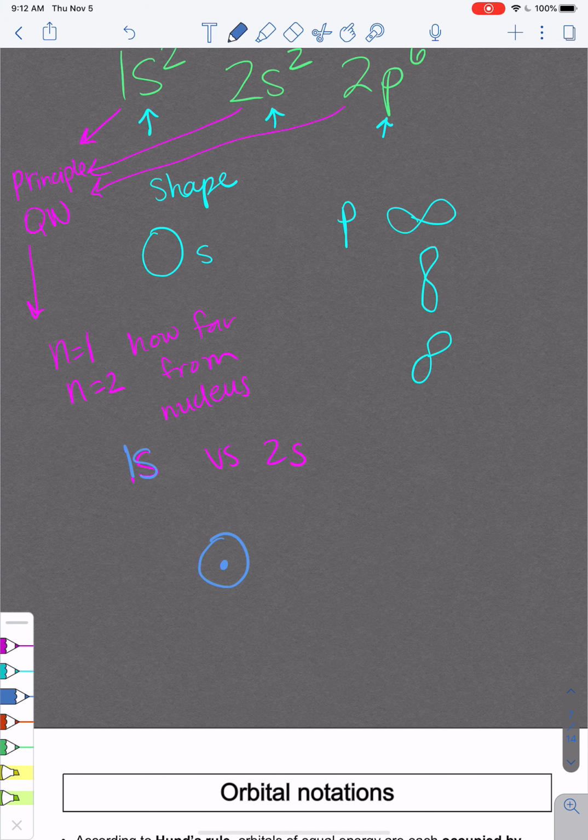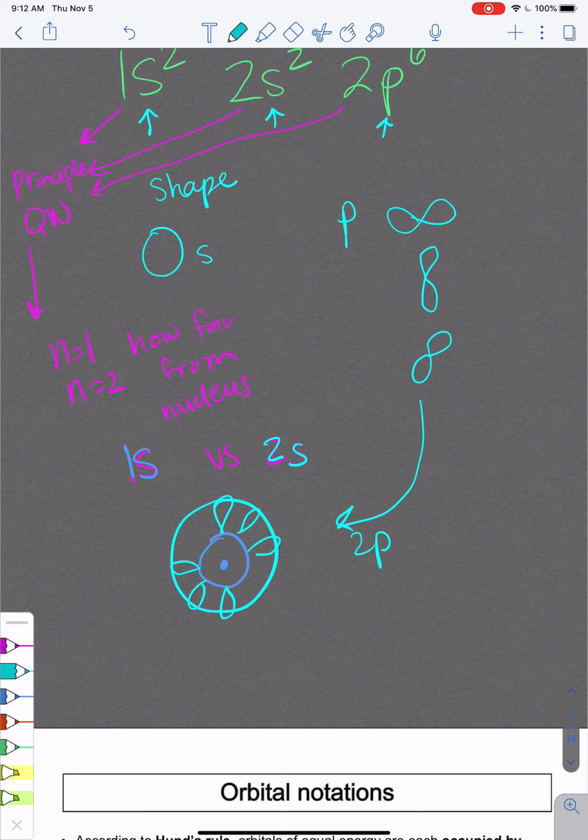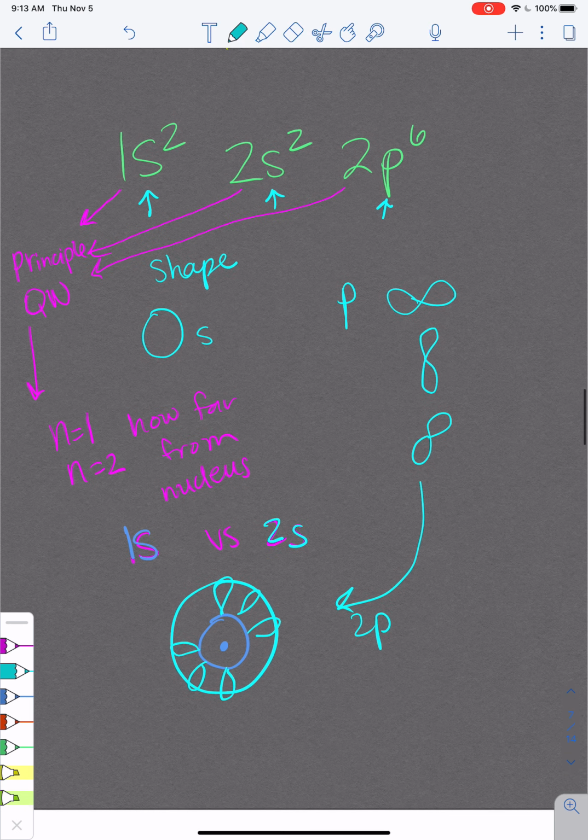So the difference between like 1s versus 2s, if the nucleus is in the middle, 1s would be that first circle ring, okay? 2s would be the second circle ring, okay? And so let's put that together with 2p. 2p is like you have all these infinity signs, but they're just further away. They're on that second ring, okay? So I know my drawings are awful. It's hard to really picture, but this is what all of this means.